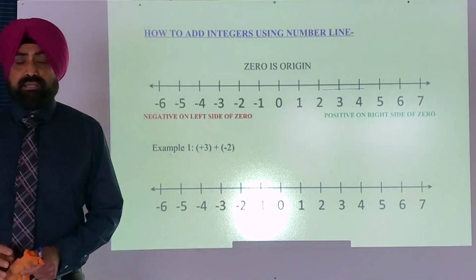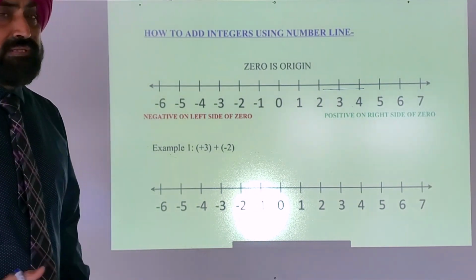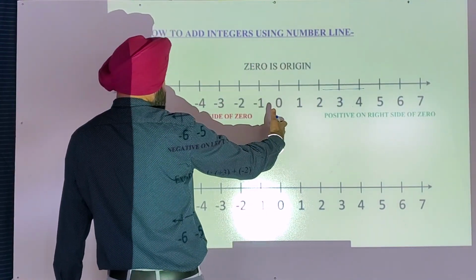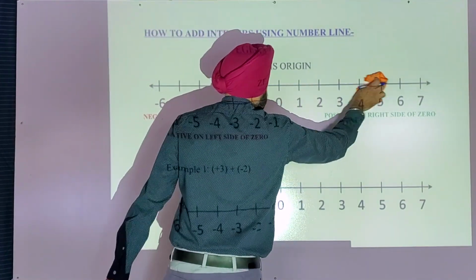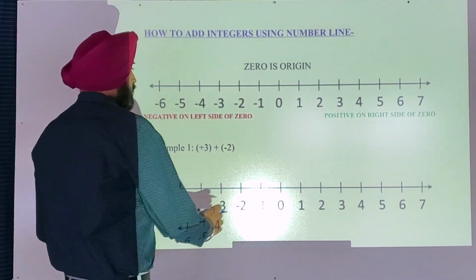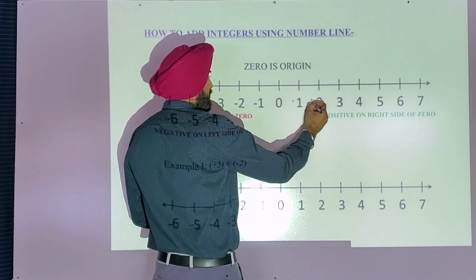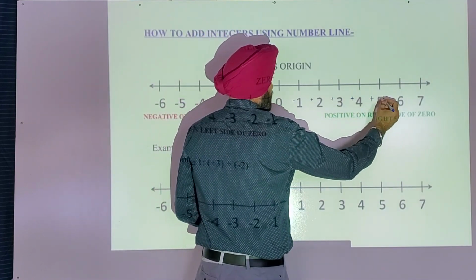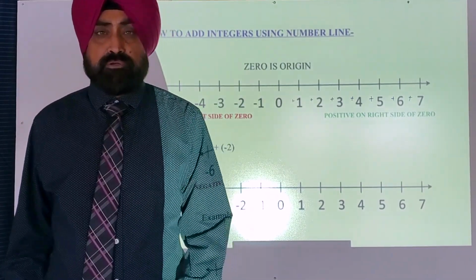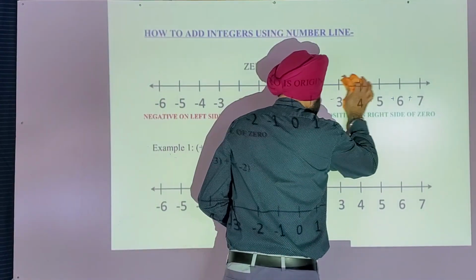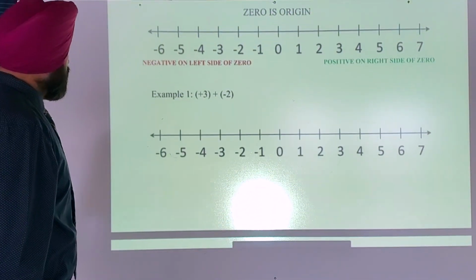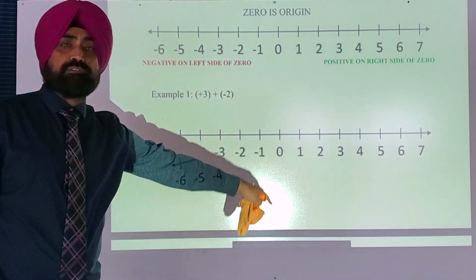Now, how to add integers using a number line. What is a number line? A number line is a straight line and in the middle we put 0. All positive numbers we put on the right-hand side and all negative numbers on the left-hand side. So this is positive 1, positive 2, positive 3, positive 4, positive 5, positive 6, positive 7. Usually we don't put the positive sign with positive integers. That's why I didn't put any sign with them, so it is understood that they are positive. So 0 is in the center and we call 0 the origin.